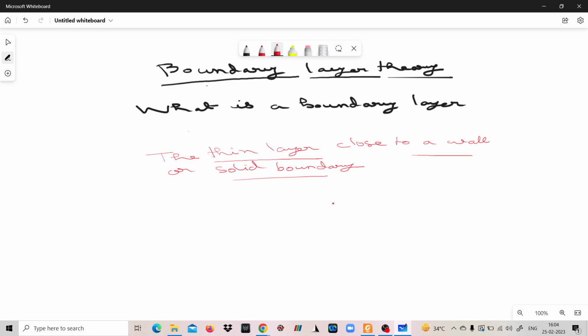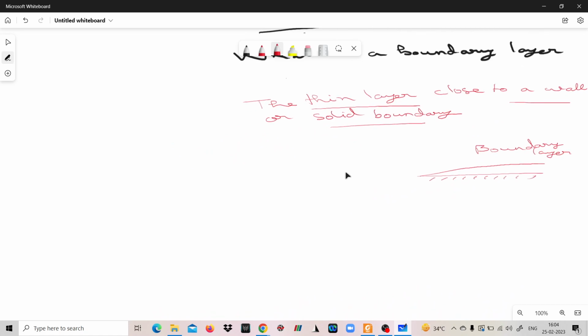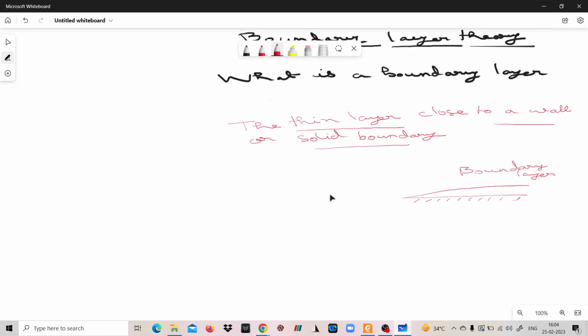So a pictorial depiction may be something like this. Say there is a flat wall. A very thin layer just adjacent to this wall is known as a boundary layer. But that is just a very basic definition of boundary layer. What is important is what are the associated flow features inside the boundary layer. You should be able to tell that immediately, because this concept of boundary layer is very important from the practical applications of fluid mechanics point of view.